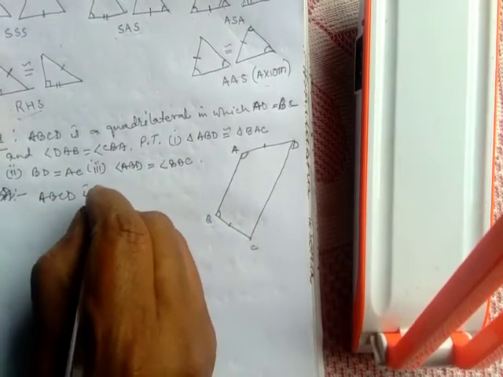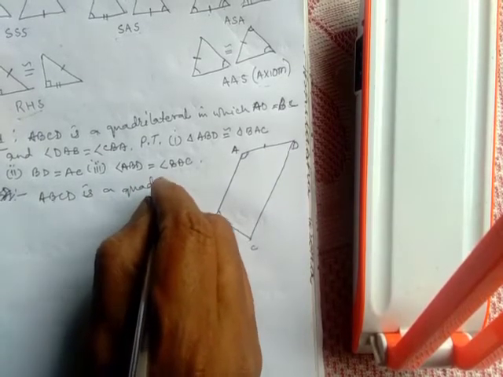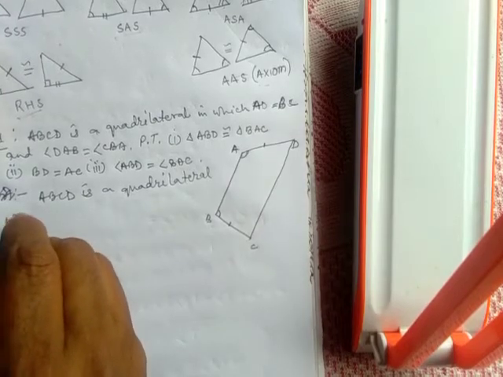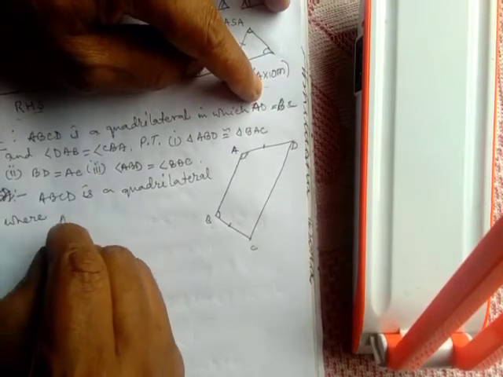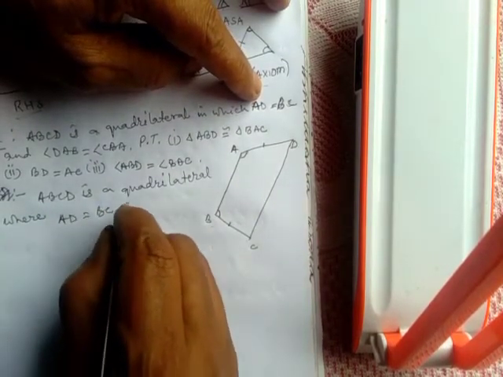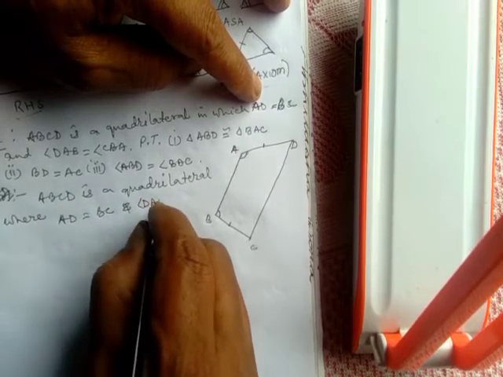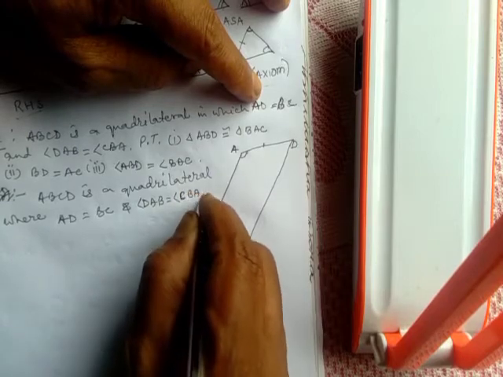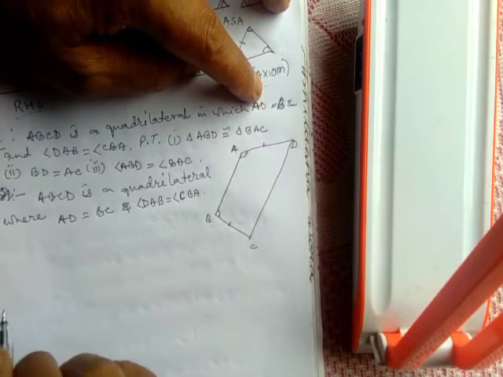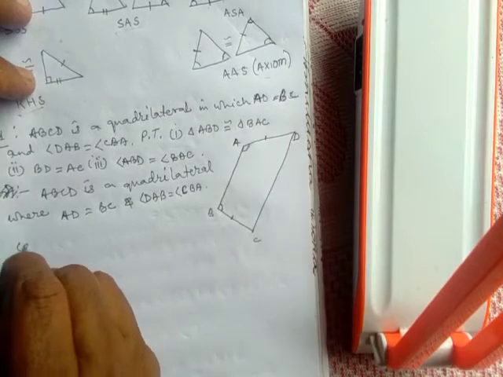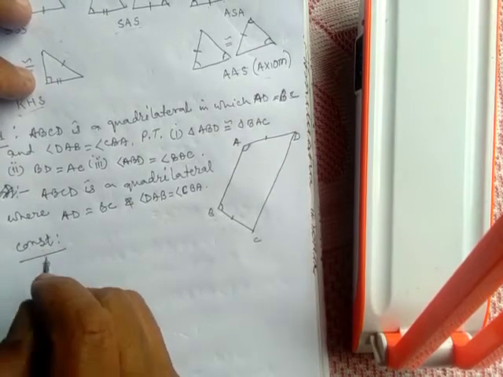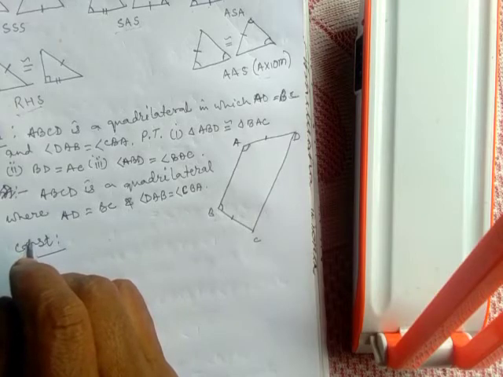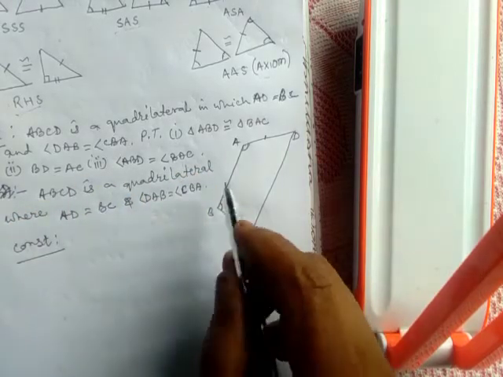ABCD is a quadrilateral where AD is equal to BC and angle DAB is equal to angle CBA. I'll put a construction, which we have to make to prove the problem easily.